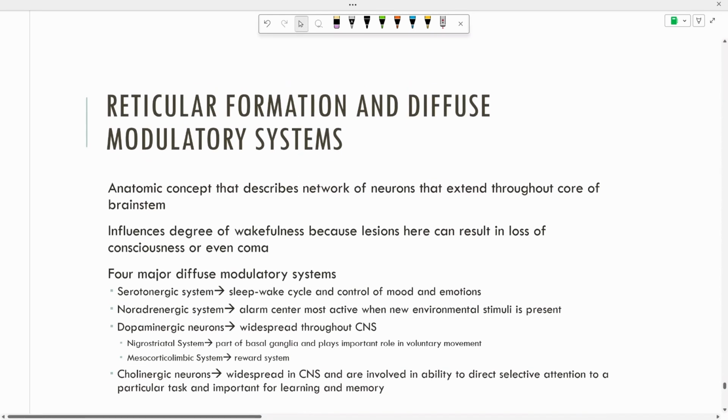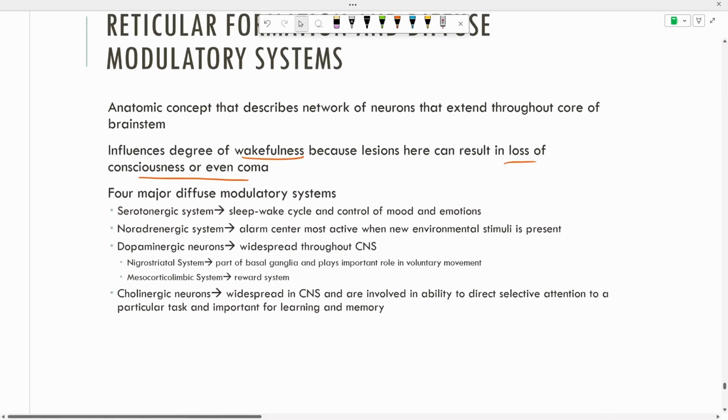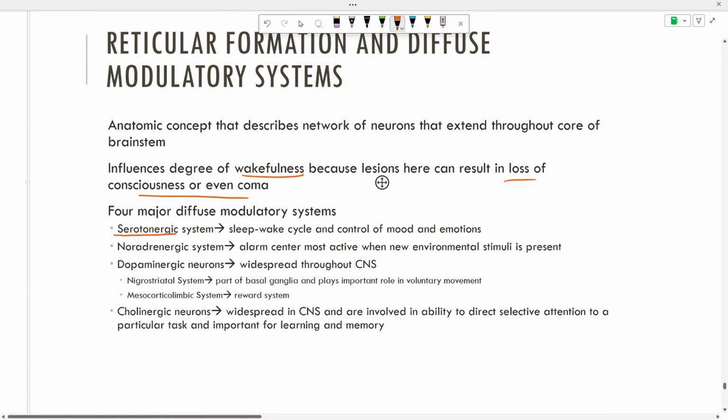So our reticular formation, again, this is our wakefulness, our arousal levels. Lesions here can result in loss of consciousness or even comas. And we have 4 major areas. First one is the serotonergic system. This is your sleep-wake. This is dealing with what neurotransmitter? Serotonin. Remember we talked about serotonin yesterday. It has a lot of role in arousal, keeping you awake.